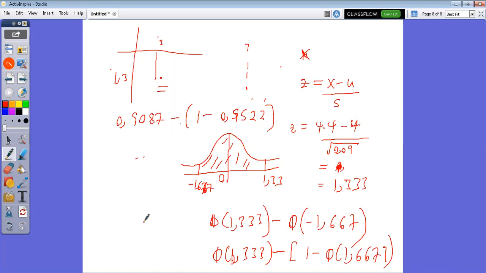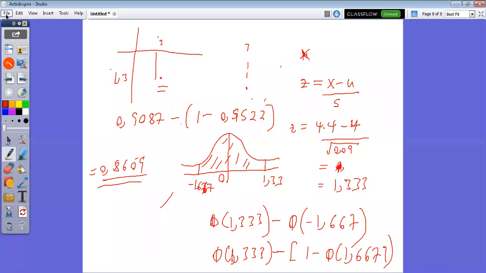What do you get? 0.8 what? The final answer. 0.8609. Yeah, but it put 0.86078. I think they just use a different table. So 0.8609. Okay, correct. Is that clear now?